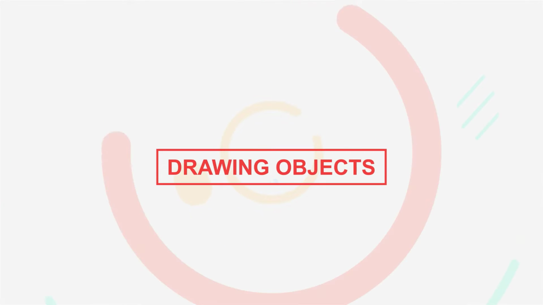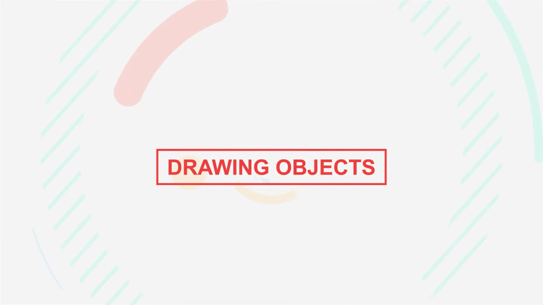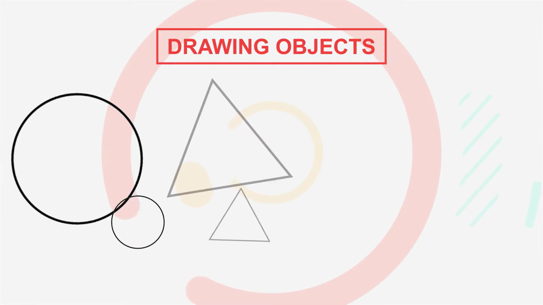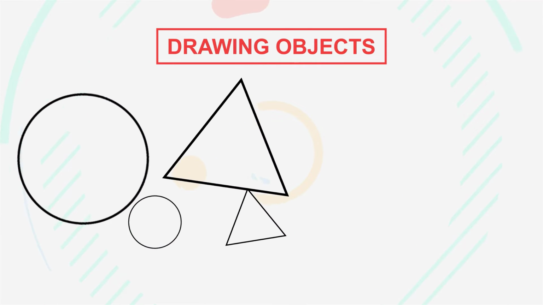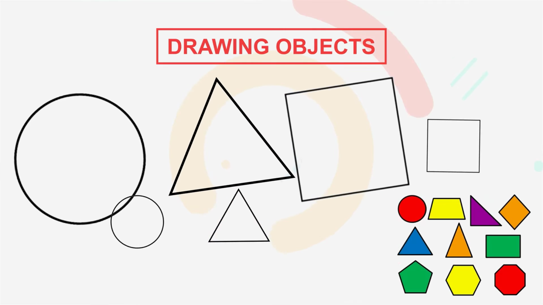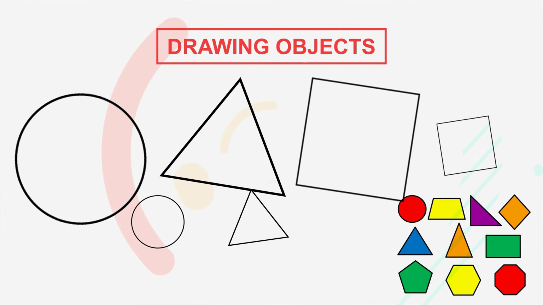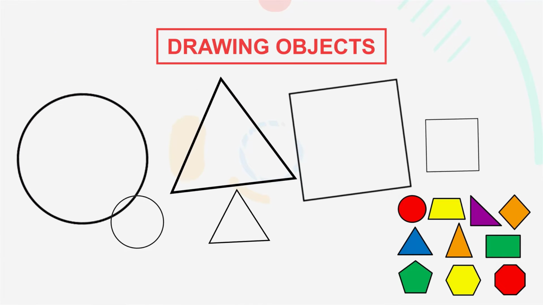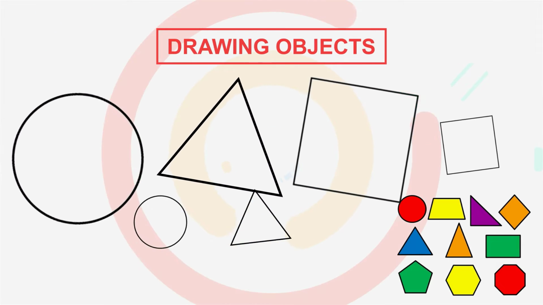Drawing objects. What are drawing objects? For examples, big and small circle, big and small triangle, and big and small square. Then, cutting shapes of different sizes.